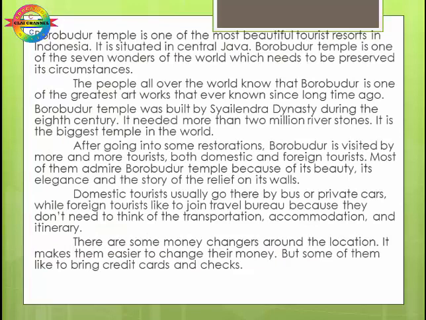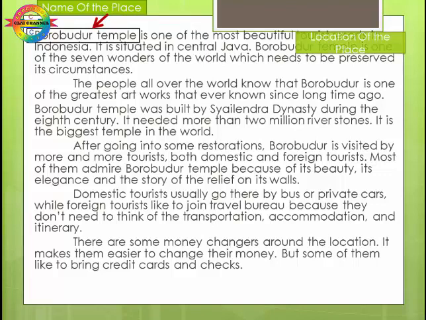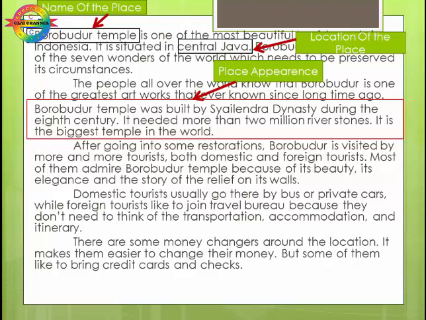The example of how to describe place. It's about Borobudur Temple. What is the name of the place? Actually, Borobudur Temple is the name. Location of the place is Central Java. And then place appearance. What is it like? Check it out. Borobudur Temple was built by Sailendra dynasty during the 8th century. It needed more than 2 million river stones. It is the biggest temple in the world.